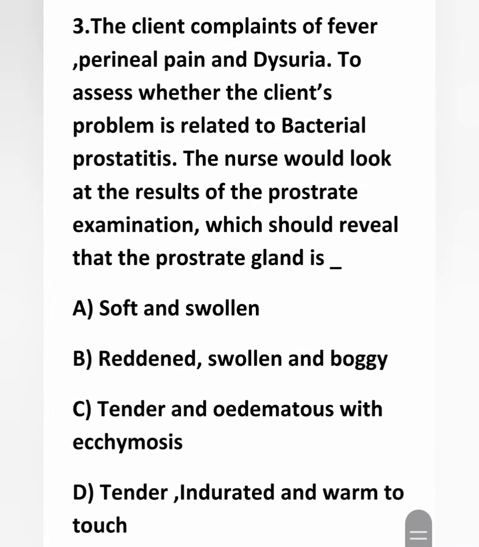Third question: a client complains of fever, perineal pain and dysuria. To assess whether the client's problem is related to bacterial prostatitis, the nurse would look at the result of the prostate examination, which should reveal that the prostate gland is: option A, softened and swollen. Option B, reddened, softened and boggy. Option C, tender and edematous with ecchymosis. And option D, tender, indurated and warm to touch.